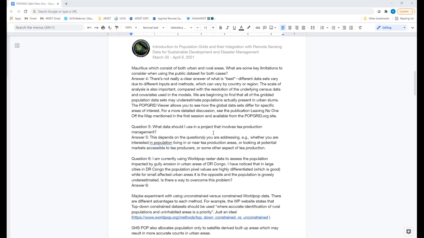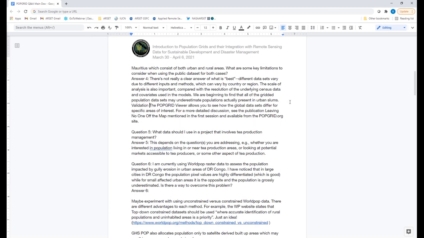We are in the middle of a study that's looking at slum areas, and we are starting to find that actually all the available data sets may be underestimating the number of people actually in the slums. But again, you have to take that with a grain of salt because the validation data for slums is itself got problems and issues regarding those counts.